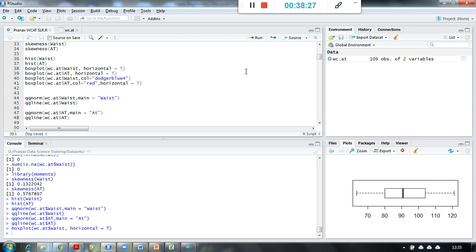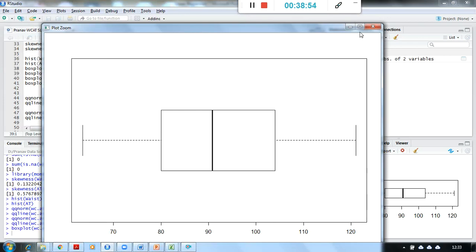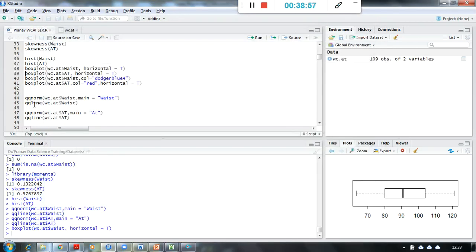So if I plot this box plot, you can see from here also that the right side tail is a little longer than the left side tail. The black line is called the median, and it is shifted a little bit to the left. And there are no outliers, because outliers, as we have seen while learning the box plot, will be represented by dots or circles. So there are no outliers in waist circumference.